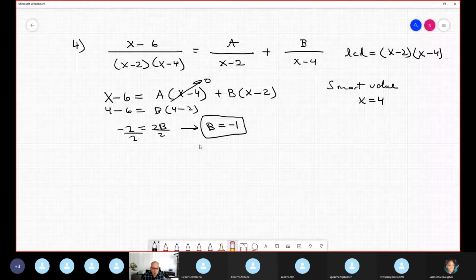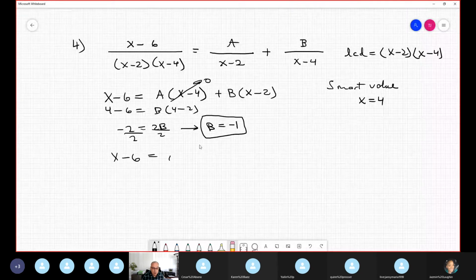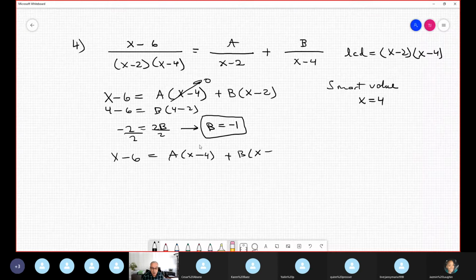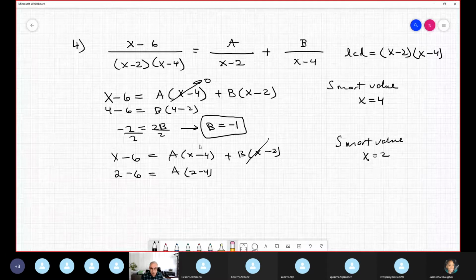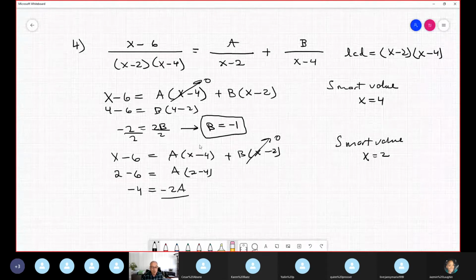Now, again, we come back to this: x minus 6 equals A times x minus 4 plus B times x minus 2. So we apply again the smart value. The smart value is, for example, 2. 2 minus 6 is equal to A times 2 minus 4, and 2 minus 2 is 0. It's gone, that part cancels out. This is negative 4, this is negative 2. Now, finally, divided by negative 2 on both sides, A is equal to positive 2.